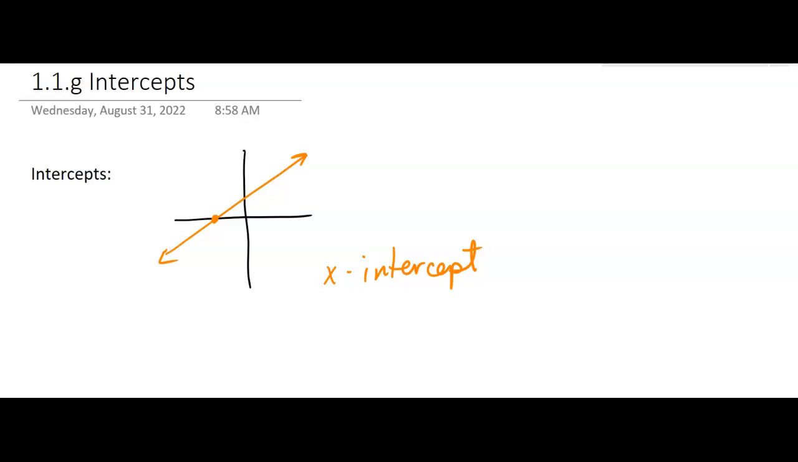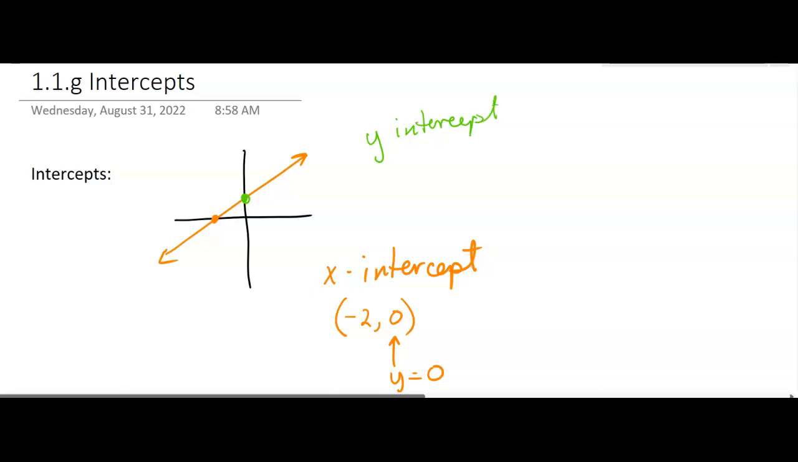The coordinates for that point, well, I don't know what it is in this case because I don't have any little marks there, but maybe it's approximately -2, 0. But notice that the y value is 0. We also have a y-intercept, which would be this point right here. So that would be the y-intercept. And the coordinates for that point, in this case, maybe it's like 0, 1. And the x value is 0.